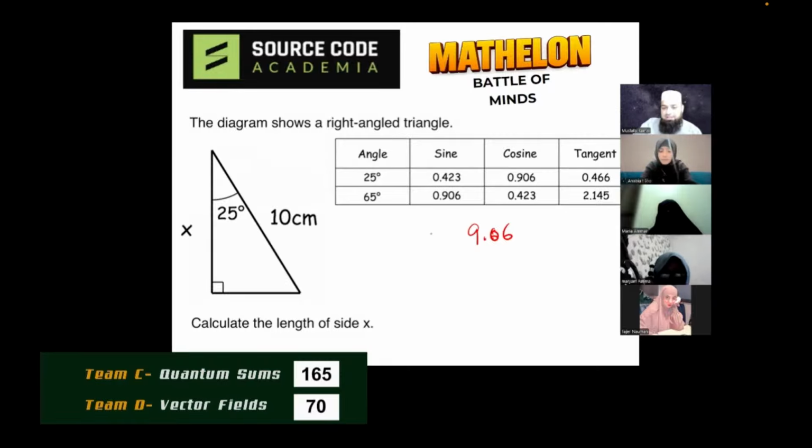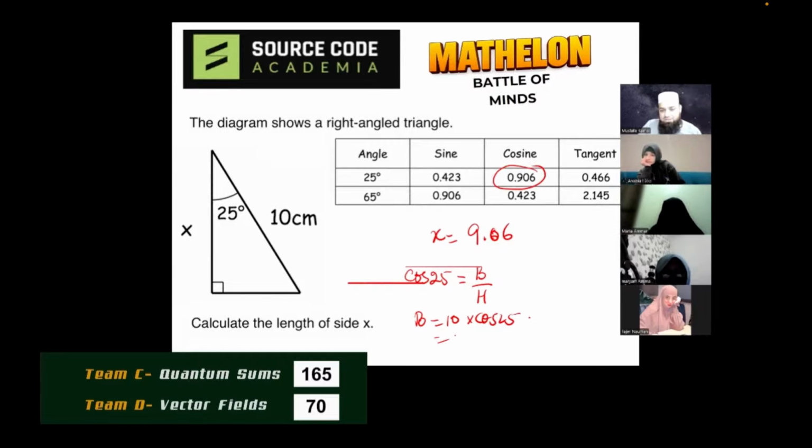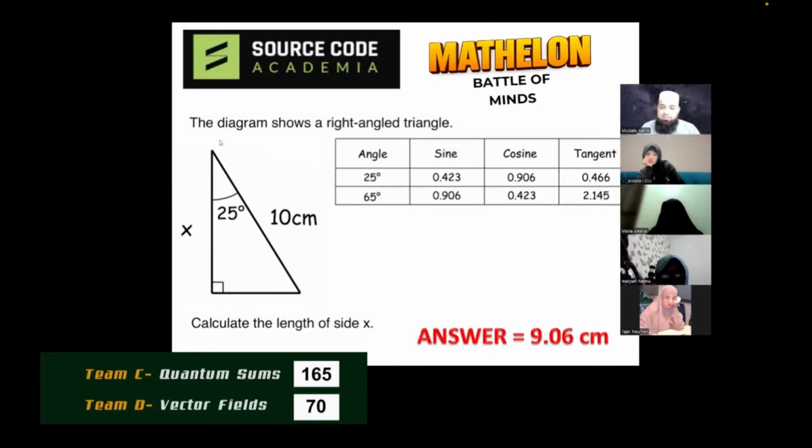9.06. Why? Look, we have this and we can apply the trigonometric ratio of cos. So if the cos theta 25 equals base by hypotenuse, and we know the hypotenuse, we need to find the base here. The base is 10 times cos of 25, and cos of 25 is given to be 0.906. So 10 times 0.906 would be equal to 9.06 centimeter, which is the correct answer. And how quickly she has answered this question. Well done. All right, get ready for the next question.